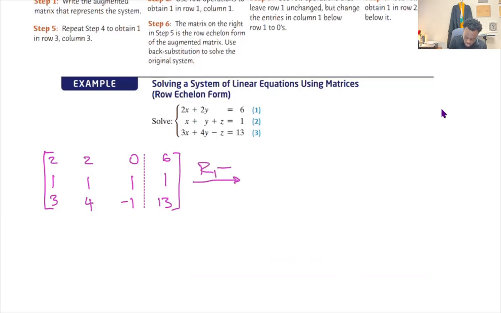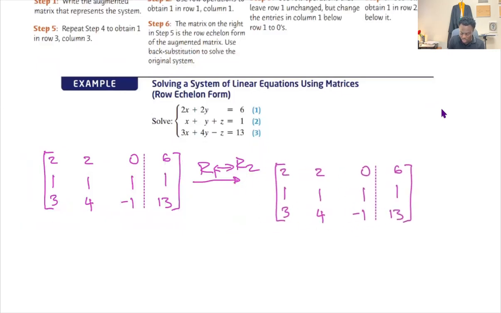R1 receives interchange with R2. And then that's almost the same augmented matrix. So I copy this and bring it over here, where instead of having this row here, I'm going to have it up here, and then that one will take the second place. So that's what I have here.